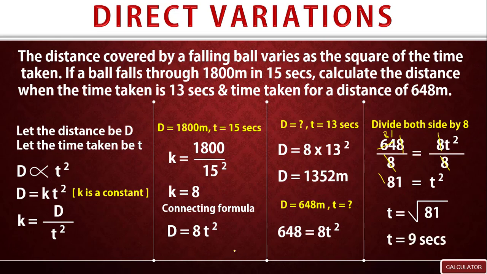So for this question, we were asked to determine the distance. We first of all get the connecting formula, which is d equals 8t squared. We then use that formula to determine the distance, which is 1352 meters. And for the second question, we determined the value of the time, which is 9 seconds.